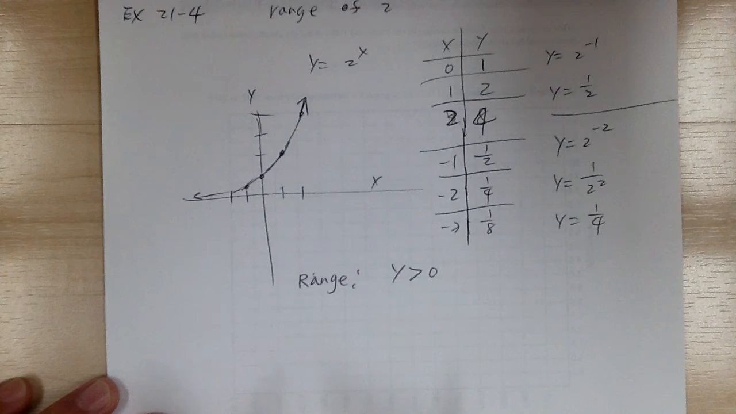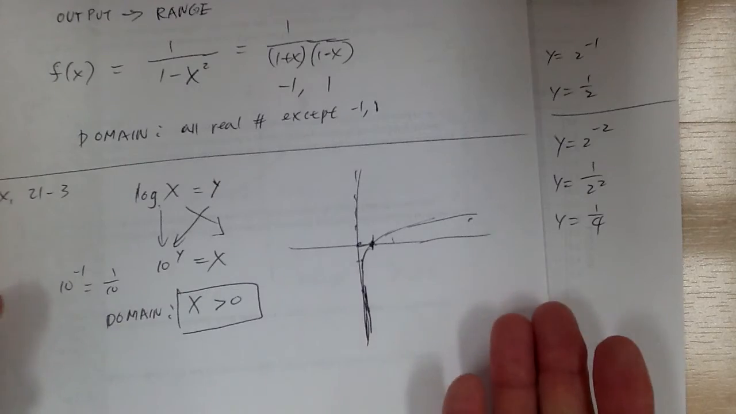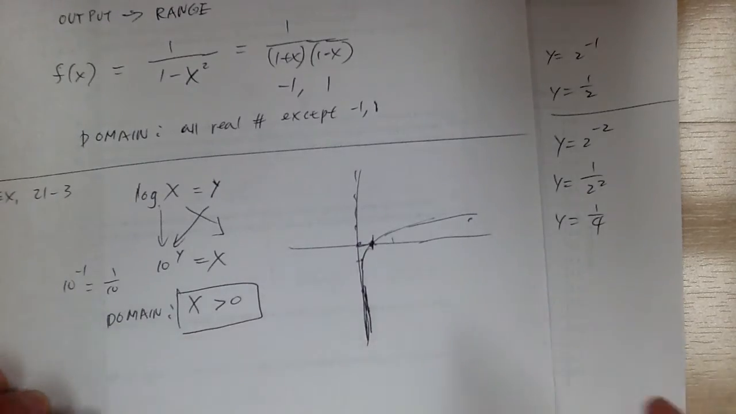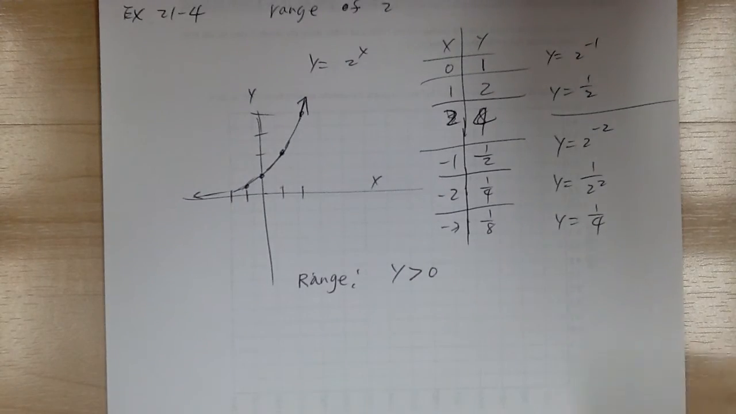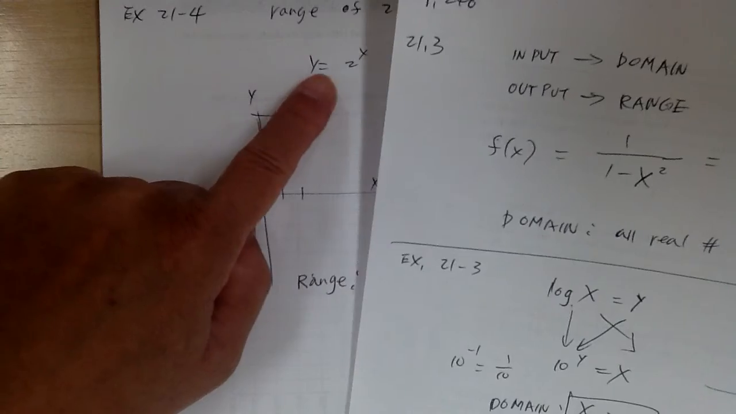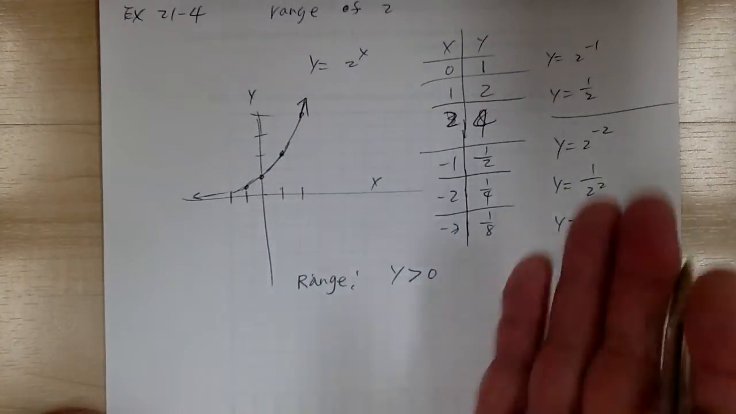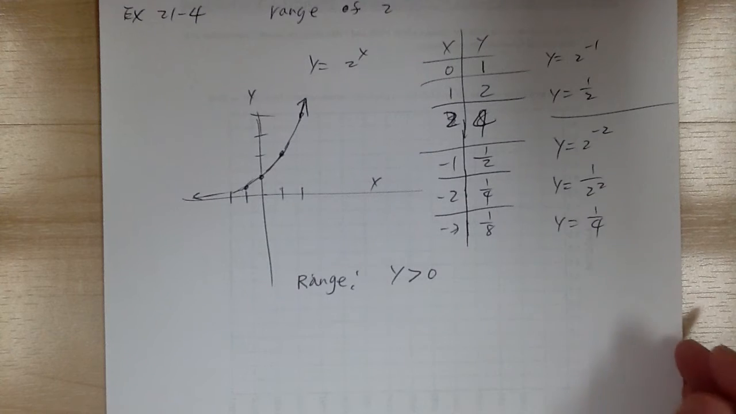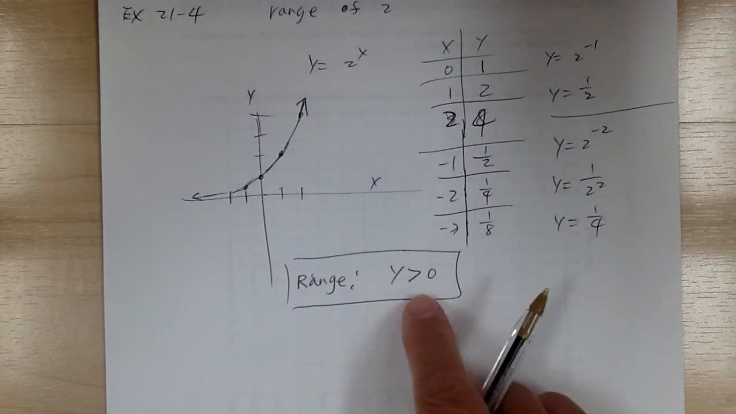It's similar. It's like the inverse of the log function here, but notice that you flip it over. This is a log function. If it's an exponent function, and then a log base 2, it would be the reflection of it, or the inverse of it. So anyway, the range would be y greater than 0.